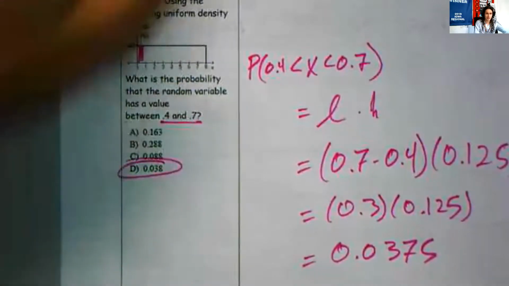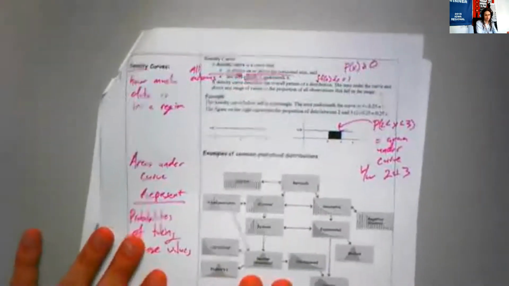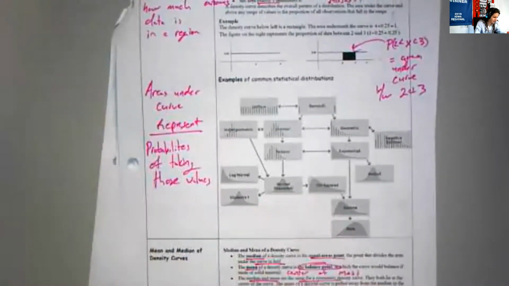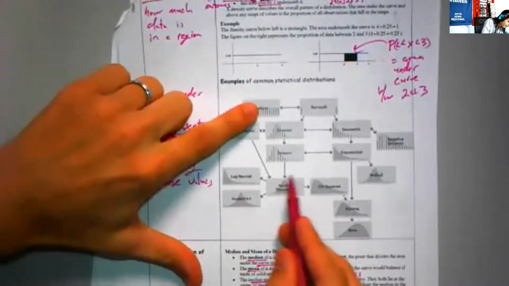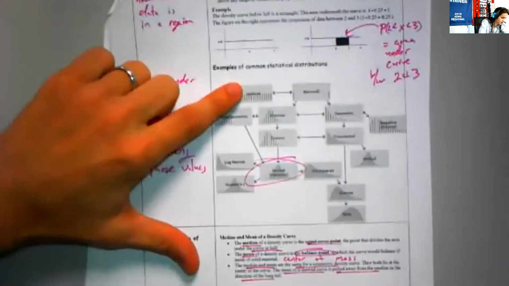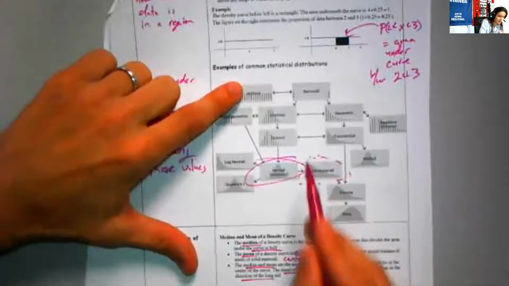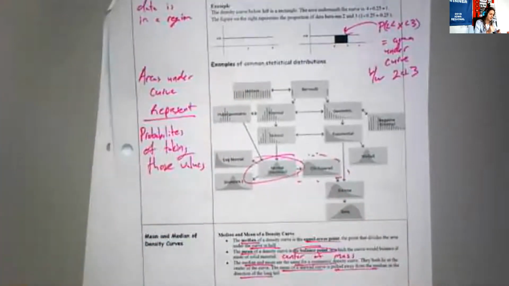I feel like we can find the area of a rectangle. The idea here, folks, generally, is that areas under curves represent probabilities of taking those values. And we'll be talking about areas specifically under the normal distribution. And we'll do a little bit of stuff with the chi-square later. We don't really talk about areas, but we kind of do.